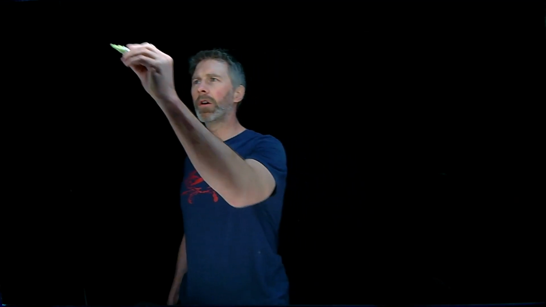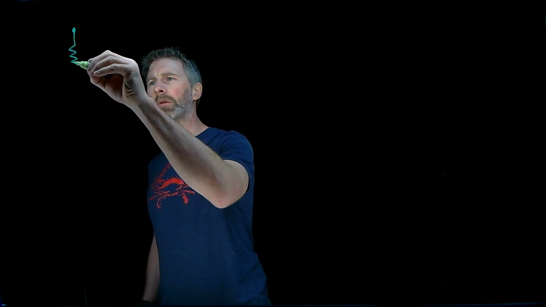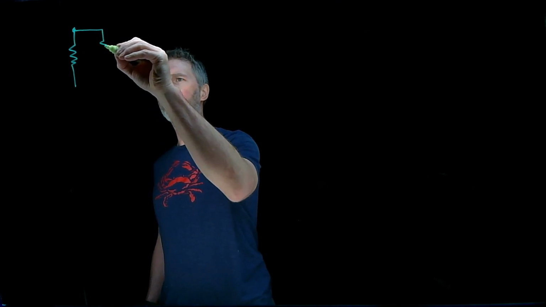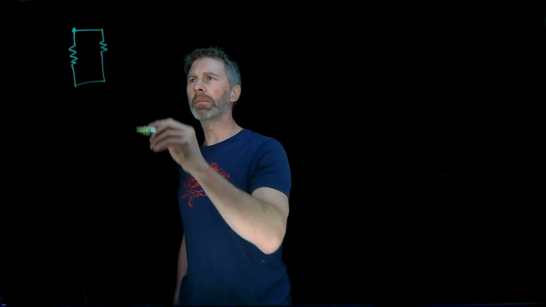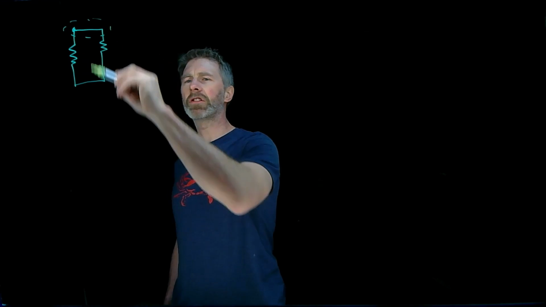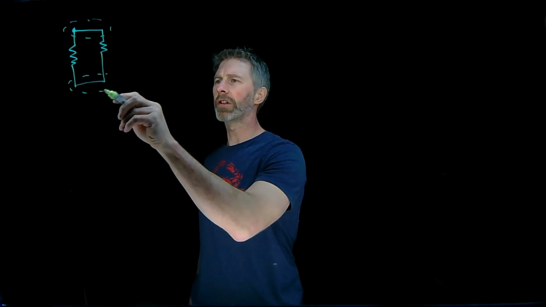In this video, I'm going to talk about parallel devices and parallel circuits. Devices are in parallel when they share a node on both sides of the device. So these two resistors are in parallel because they have a node that they share in common at the top and a node that they share in common at the bottom.